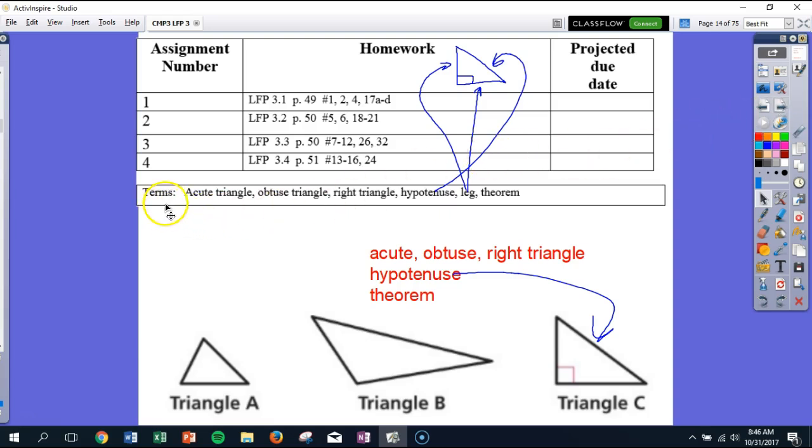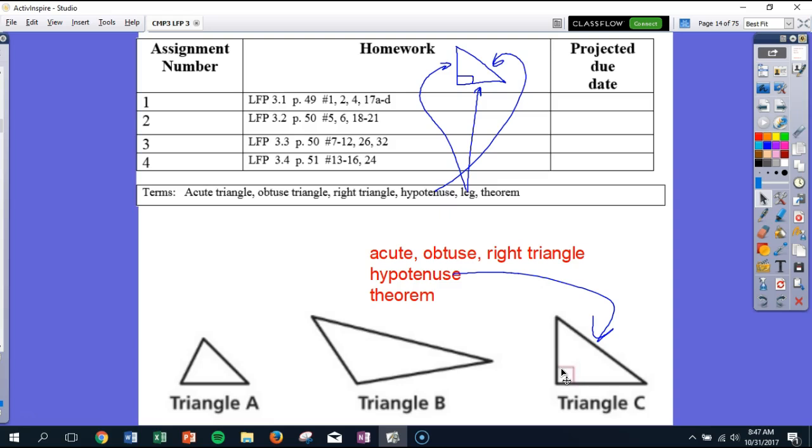Let's talk about some vocabulary for investigation 3. An acute triangle is triangle A down here. In acute triangles, all three of their angles are less than 90 degrees. Secondly, an obtuse triangle, that's triangle B down here. That means one of its angles, this one here, is more than 90 degrees. And then a right triangle is triangle C down here, where it has a right angle, or a 90-degree angle, for one of its angles.